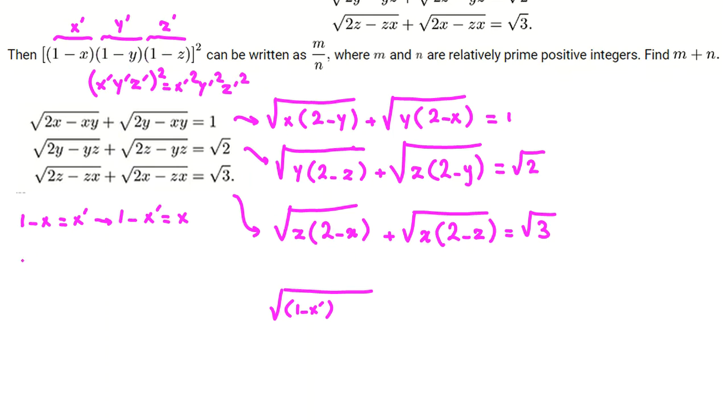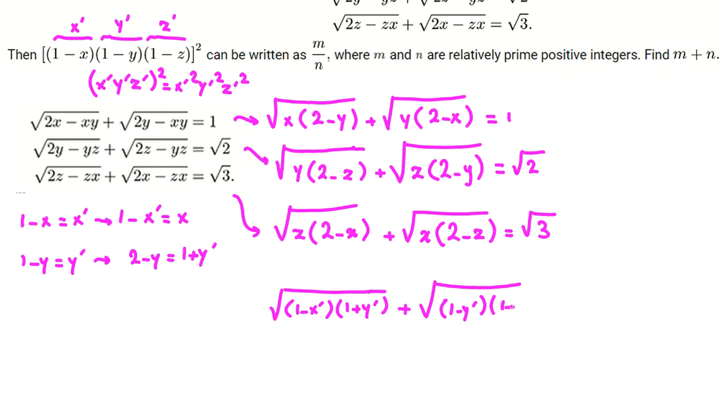2 minus y is what? 1 minus y is y prime. So 1 minus, let's see. If you add 1, 2 minus y will be what? 1 plus y prime. So we can write 1 plus y prime. So similarly, we can say y is what? X was 1 minus x prime. So y is 1 minus y prime. And 2 minus y was 1 plus y prime. 2 minus x is 1 plus x prime. Equal to 1.